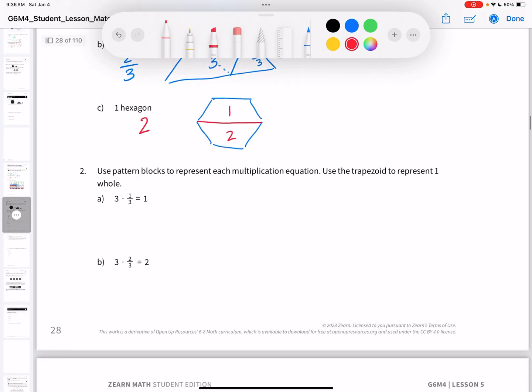All right. Use pattern blocks to represent each multiplication equation. Use the trapezoid to represent the one whole. All right. So we have 3 times 1/3 is 1.